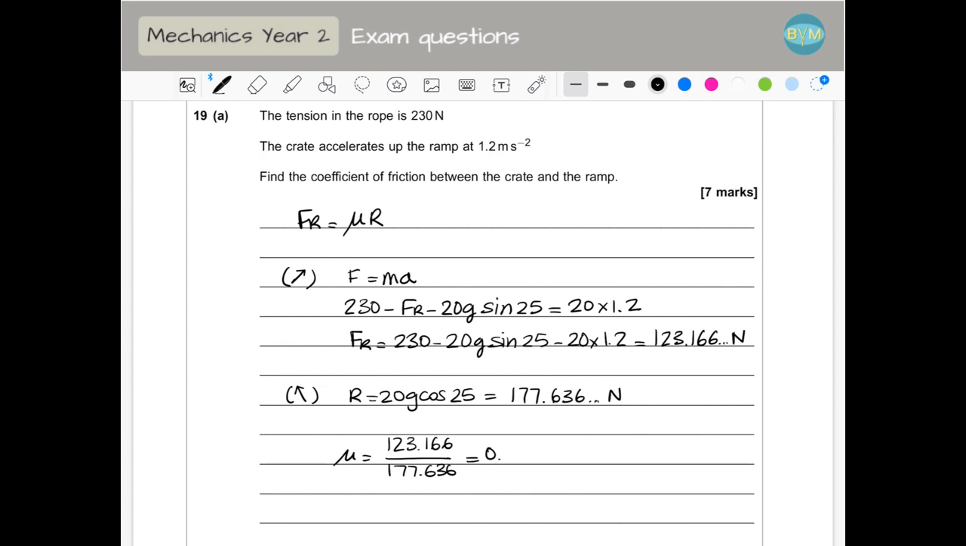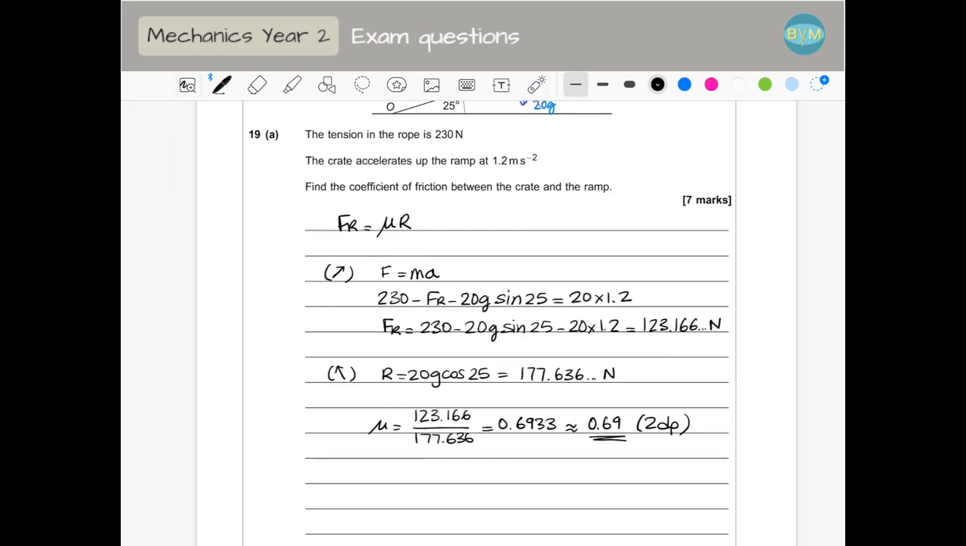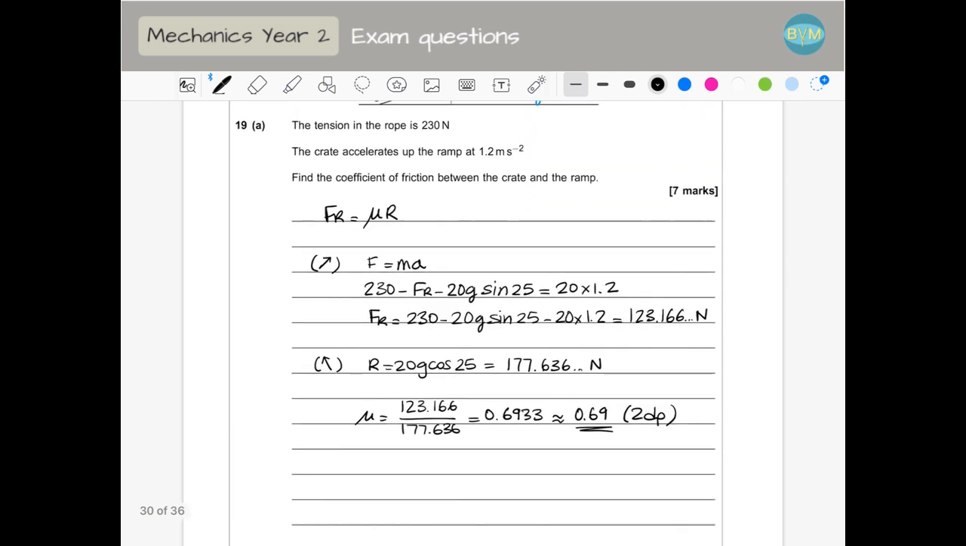This is 0.6933. They don't ask me to round to anything in particular, so I'm going to round to 2 decimal places. I think for the coefficient of friction that is perfect. Yeah, 0.69. This is part A.